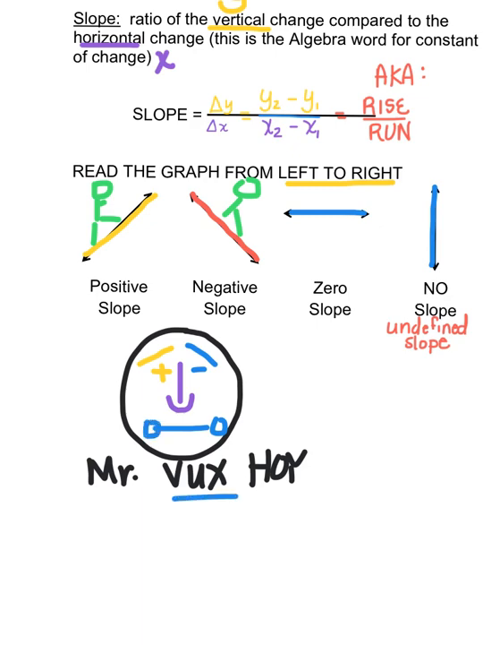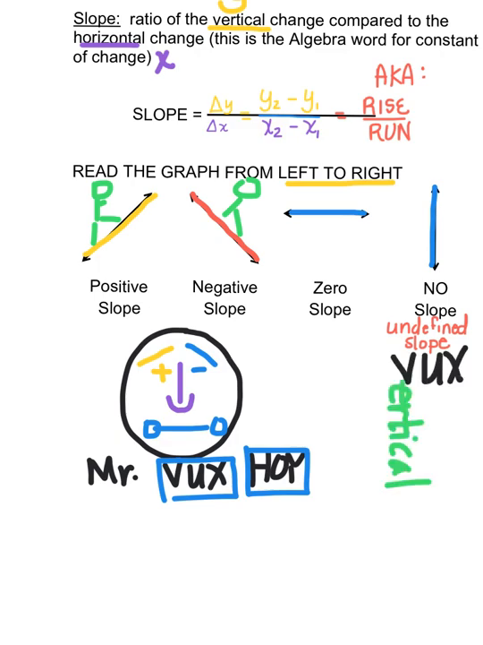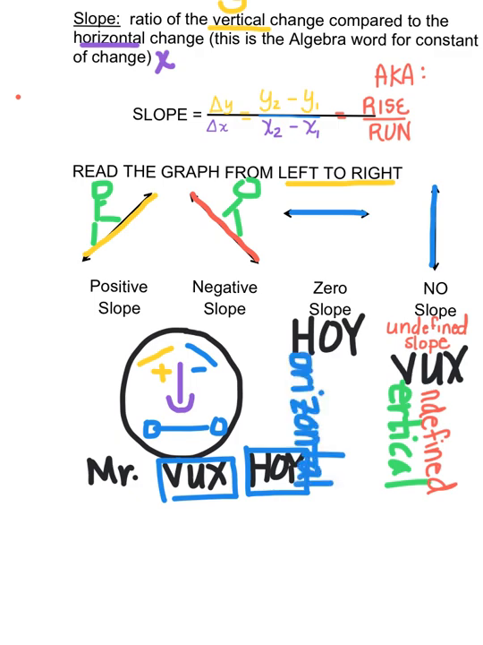Let's talk about these words Vux and Hoy. These will not be the answer to any question, but they will help you to remember about your 0 slope and your undefined slope. The acronym VUX helps us to remember that a vertical line has an undefined slope and it will be an x-equal equation. The acronym HOY implies that it's a horizontal line with 0 slope and it will be a y-equal equation.